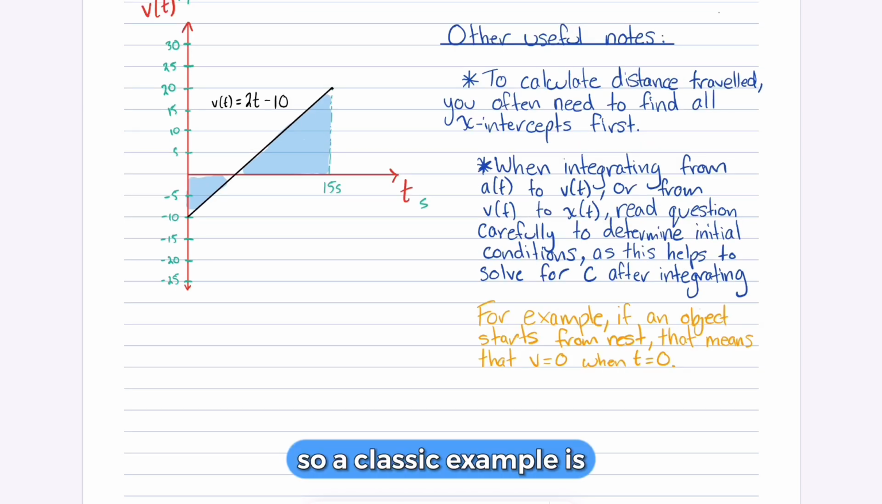A classic example is if a question says an object starts from rest, that means that when time is 0, the velocity is going to be 0.